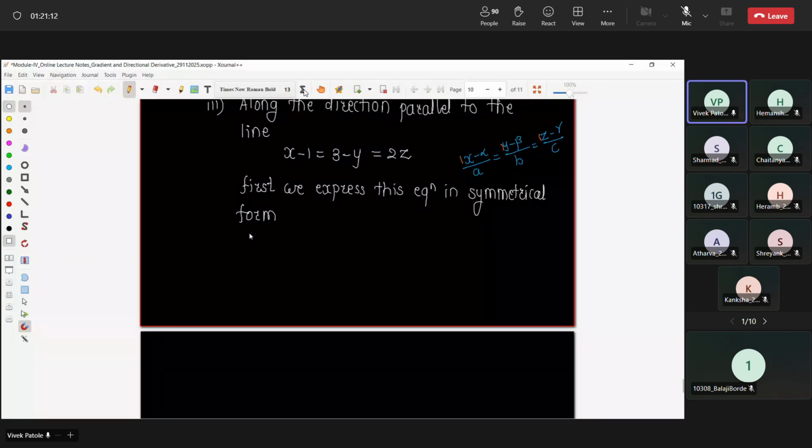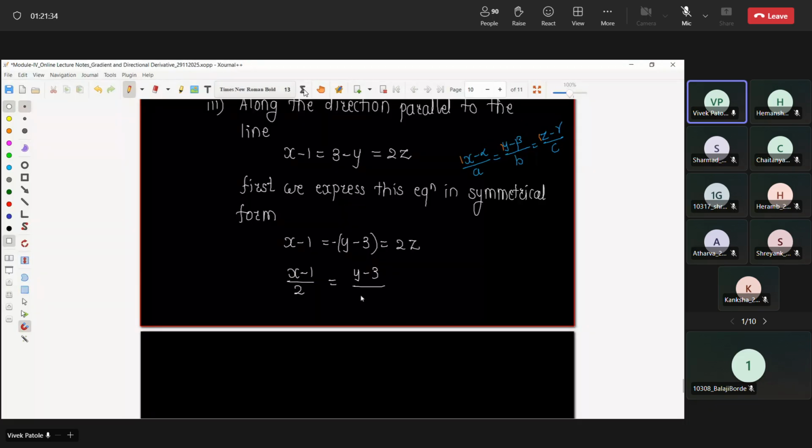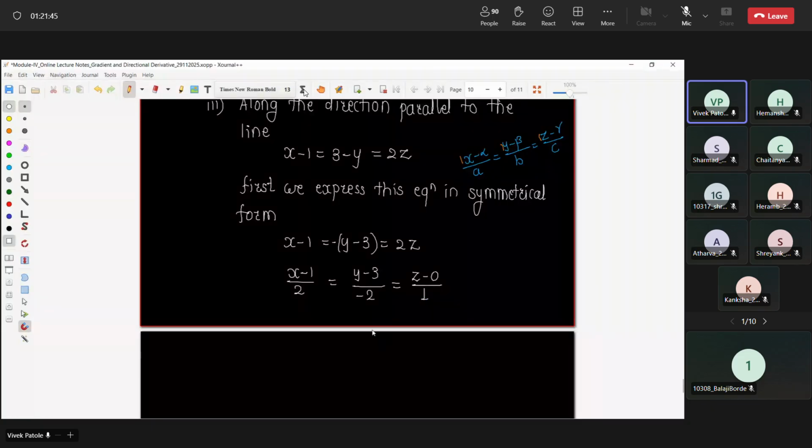I will express this as x minus 1 equal to y minus 3 equal to minus y minus 3 equal to 2z. Now, to make the coefficient of z as 1, I will divide throughout by 2, so that it will be x minus 1 upon 2 equal to y minus 3, this minus sign I am taking in denominator, equal to z. And z I can write down as z minus 0 divided by 1.